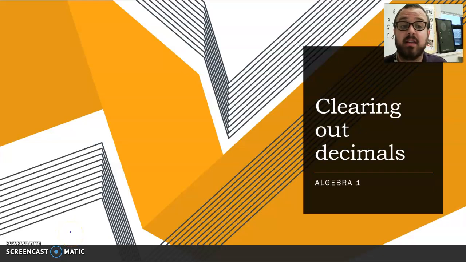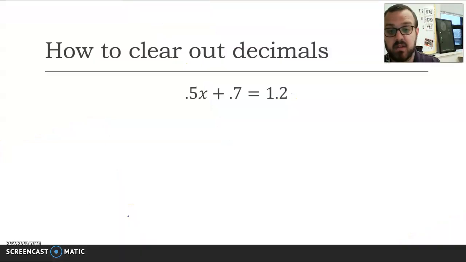Today we're going to be talking about clearing out decimals. How do we solve equations that involve decimals, and how can we basically make them go away so we don't have to deal with them, okay? So let's look at the first example here. How do we clear out decimals?